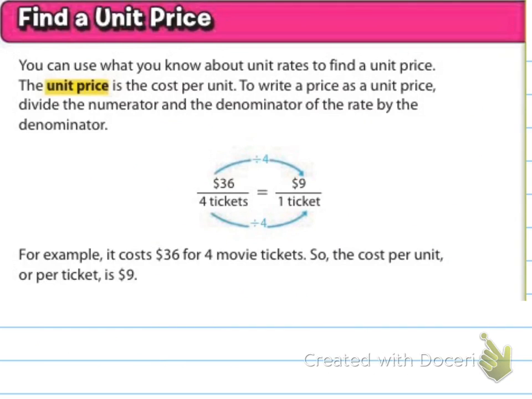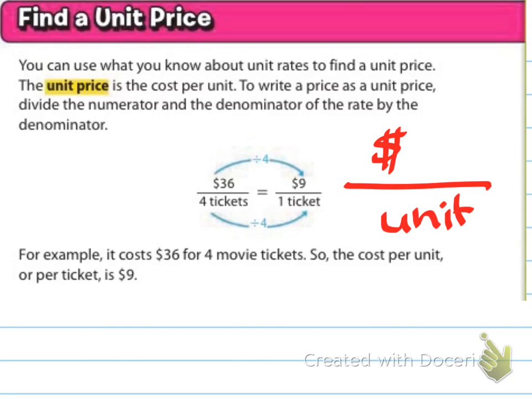All right, so we're going to go back to finding unit rates. And so we're going to talk about the unit price. You can use what you know about unit rates to find that unit price. So the unit price is the cost per unit. So it's always going to be that the money is my top unit and the unit itself is on the bottom. So 1 unit. So money per 1 unit.